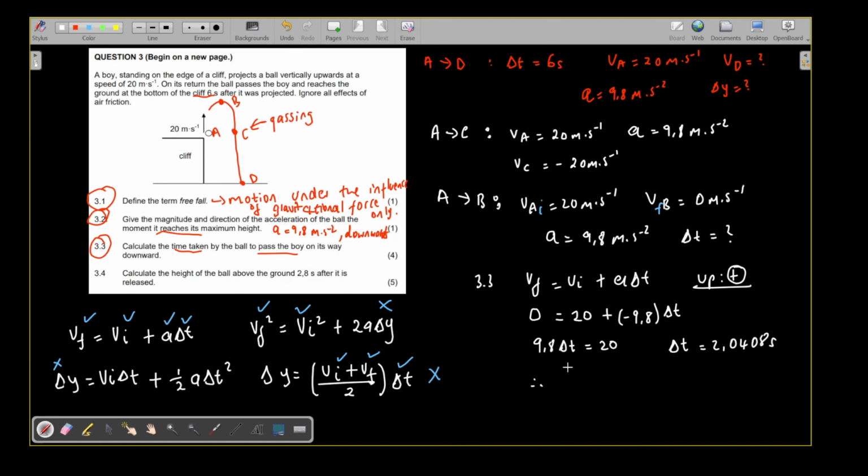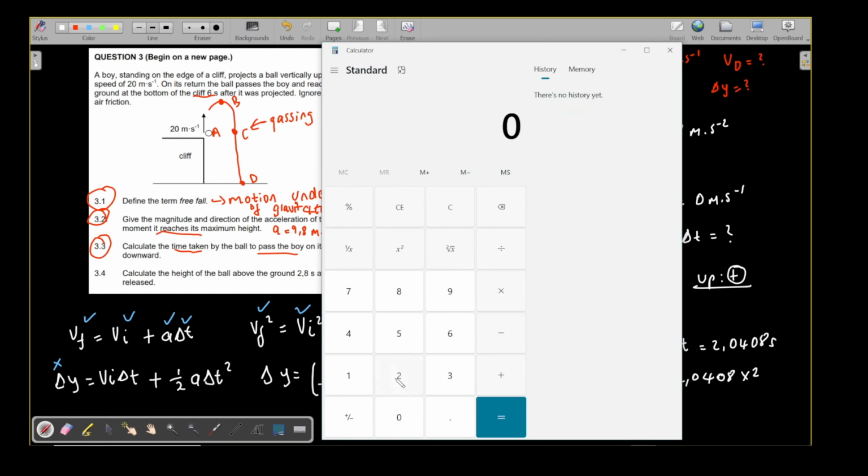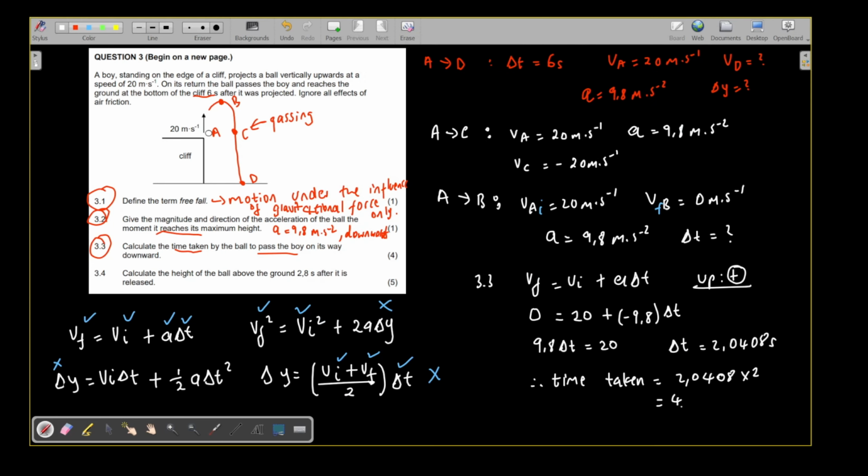is simply gonna be that. So it means total time, or rather time taken, is then gonna be 2,0408 multiplied by 2. So 2,04 we multiply that by 2, then we get 4,08 seconds. So the answer is going to be 4,08 seconds. Okay, I hope that was clear.